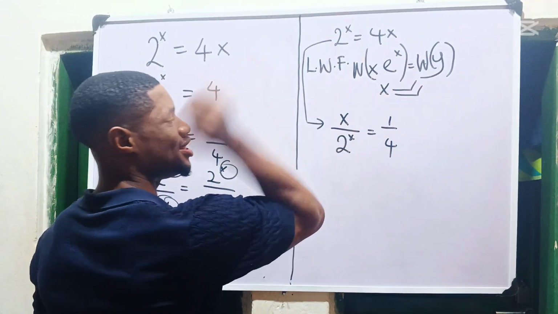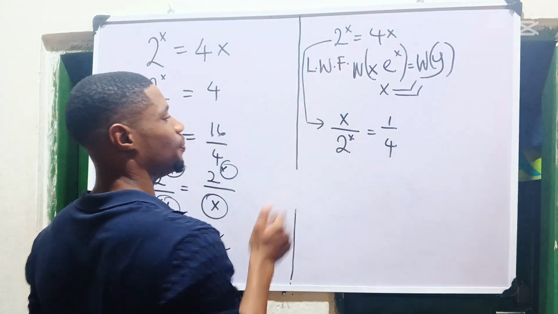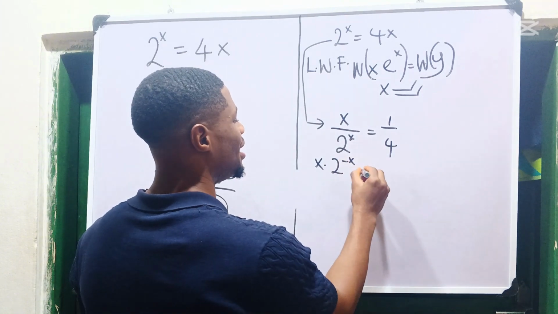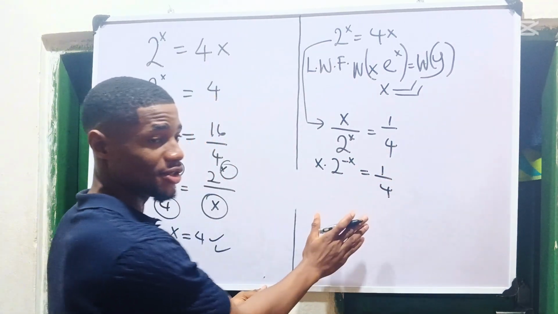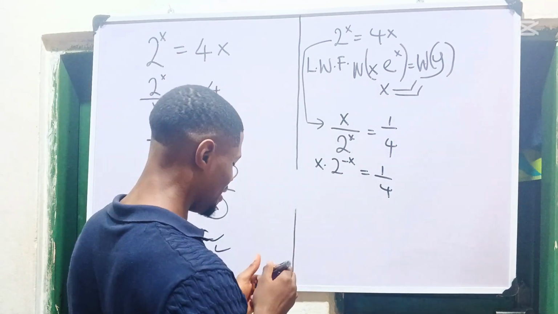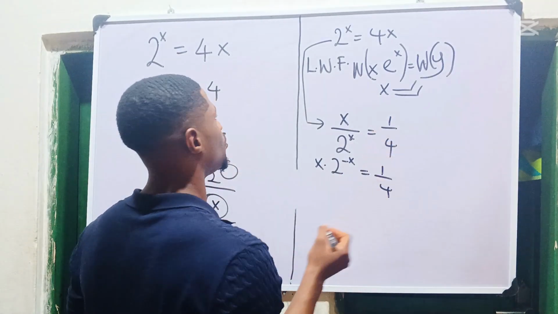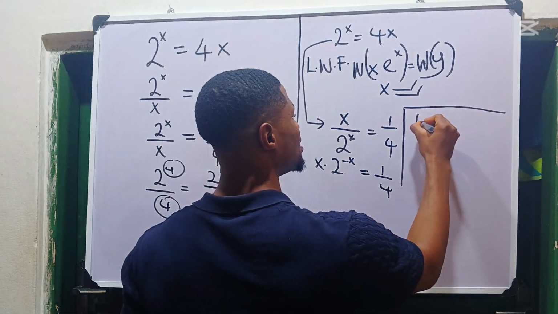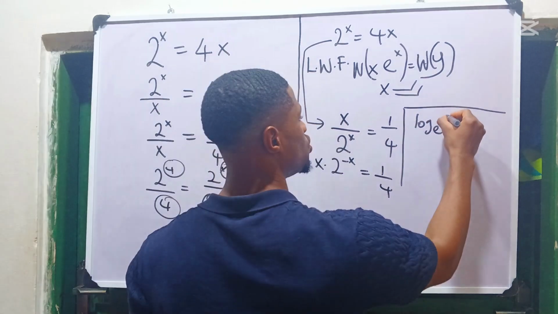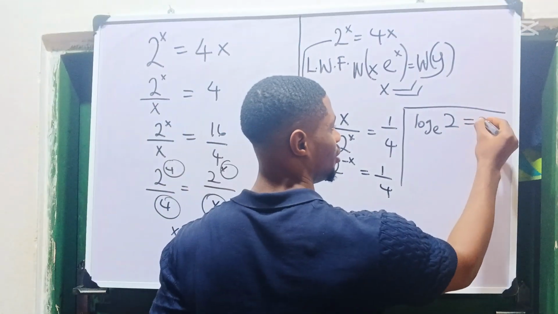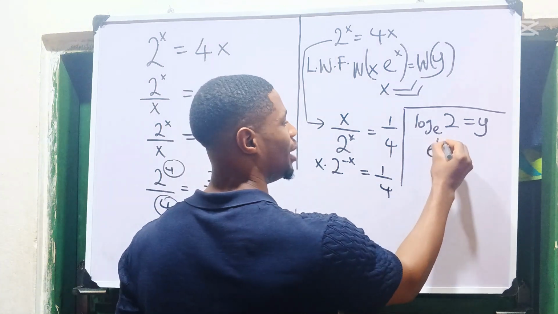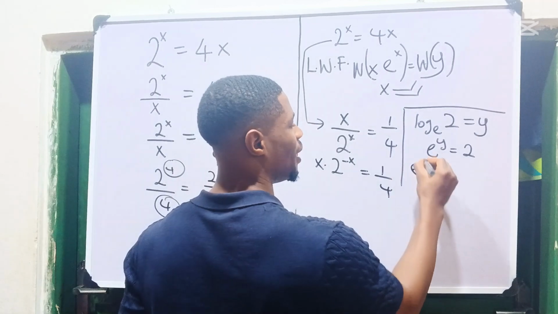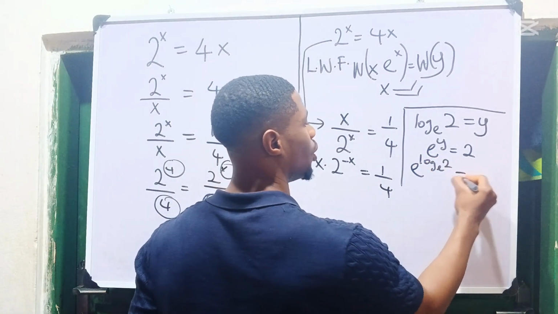Now, this is just from this, alright? So now we are going to say that x multiplied by 2 raised to the power negative x is equal to 1 over 4 from indices, alright? Now from here, let me just show you something quickly. When you have log in base e of 2 to be equal to y, from indices, we know that e raised to the power y will be equal to 2. What is y? y is log in base e of 2. So we have e raised to the power log in base e of 2 is equal to 2.